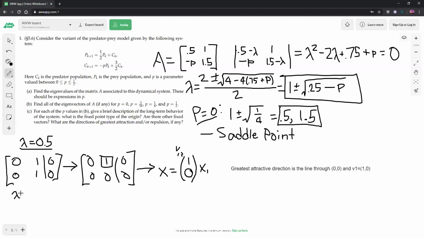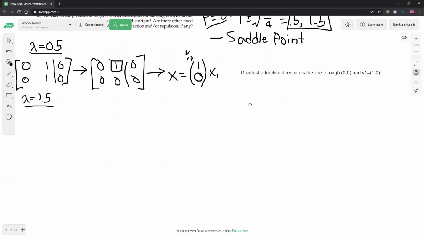We can also find the greatest repulsive direction. 1.5 is going to be our eigenvalue for that one, the bigger magnitude one. Sorry, I'm just trying to pan this up. Okay. So we want to find our greatest repulsive one. So we are just going to want to set this up again, except 1.5 is now going to be our lambda. So that means this is going to be -1. These two stay the same. And this one's going to be 0 this time.